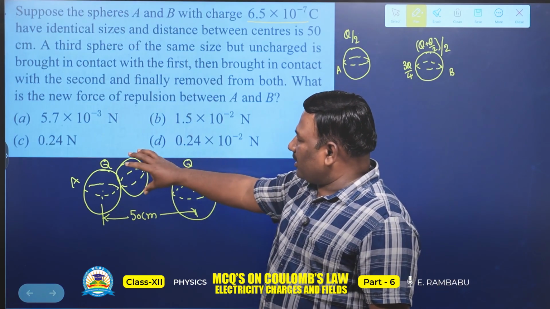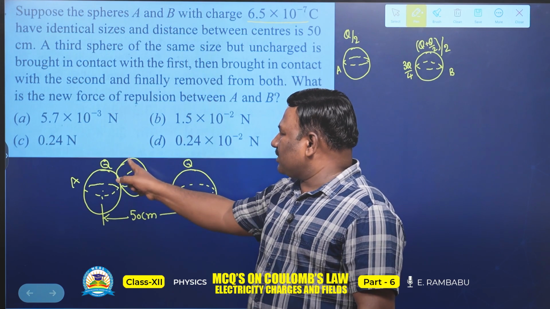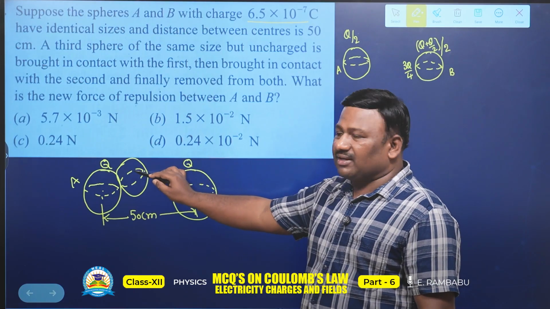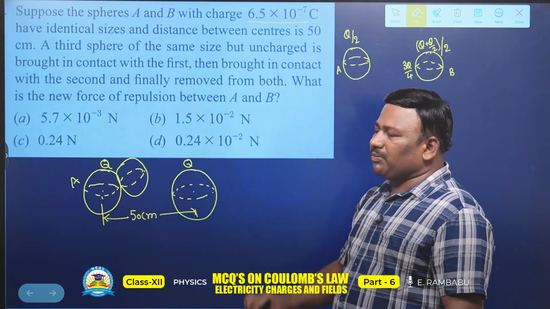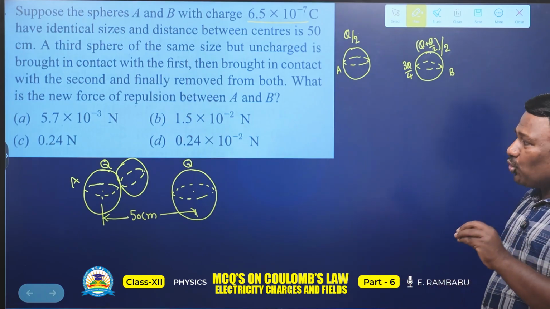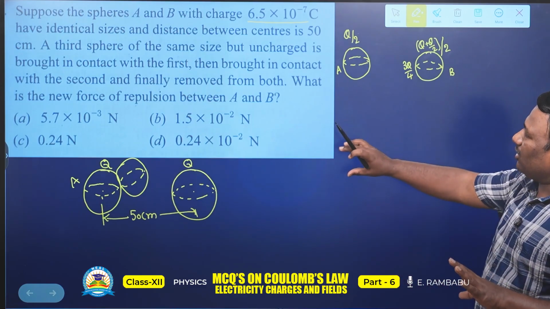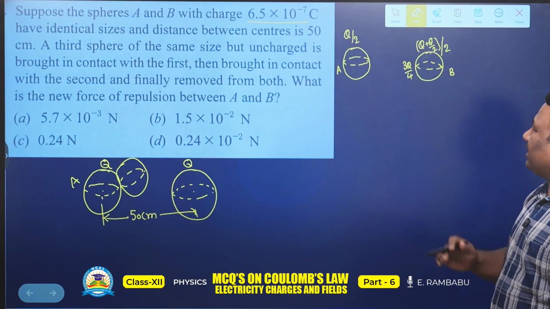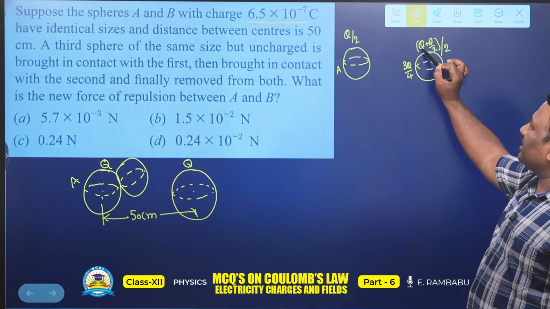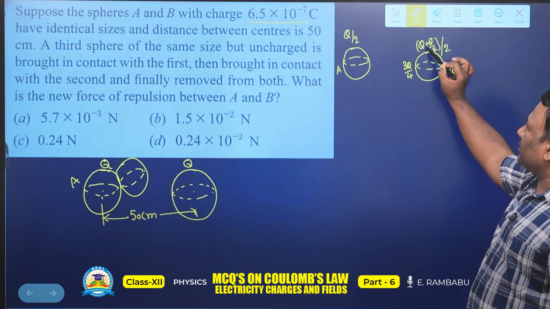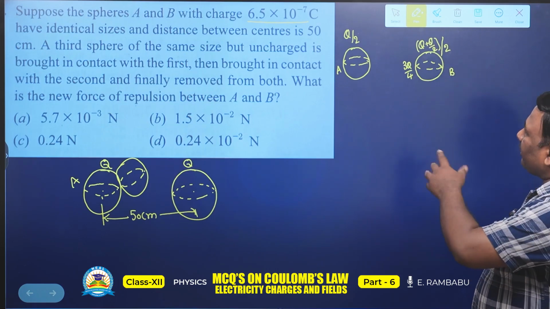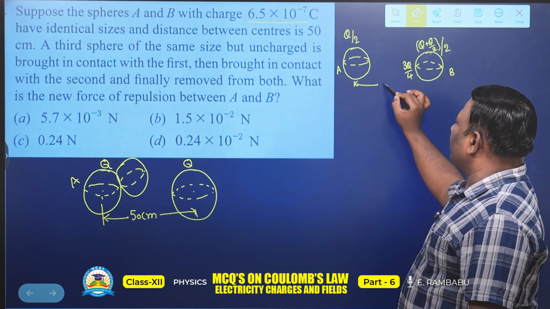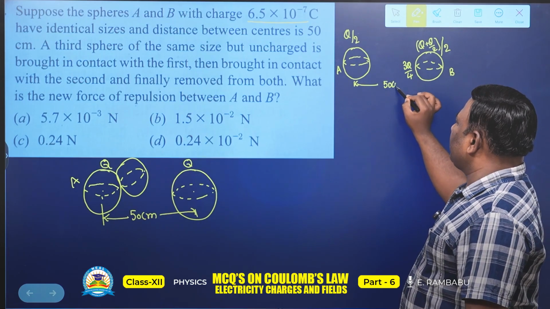First, a neutral sphere is taken in contact with A, both sharing charge equally. Again, this charge becomes Q by 2, and the remaining Q by 2 is on the third charge. Again, it is taken in contact with B, then the total charge is Q plus Q by 2. After the third body is removed, B acquires half of the net charge. Half of the net charge is, when they are taken in contact, Q plus Q by 2, which is 3Q by 2 divided by 2. The remaining 3Q by 4 is on the third body. Correct? So finally the charges become like this, and here the distance we are not changing. The distance between them is the same.